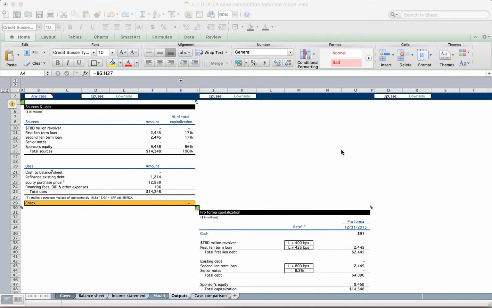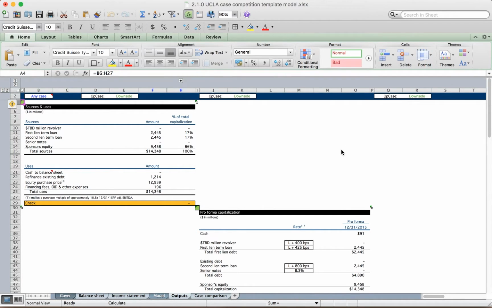In the first two installments of this video series, we went over the first 4 tabs of this UCLA case competition template model that we received from Julien Debinet at Credit Suisse. In this installment, we're going to be going over the last 2 tabs of this model, titled Outputs and Case Comparison.